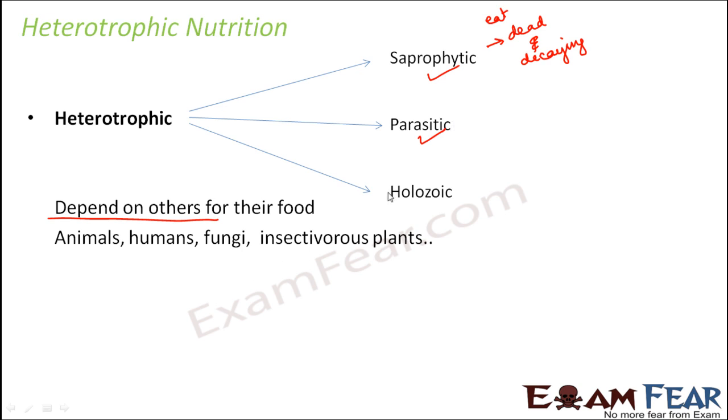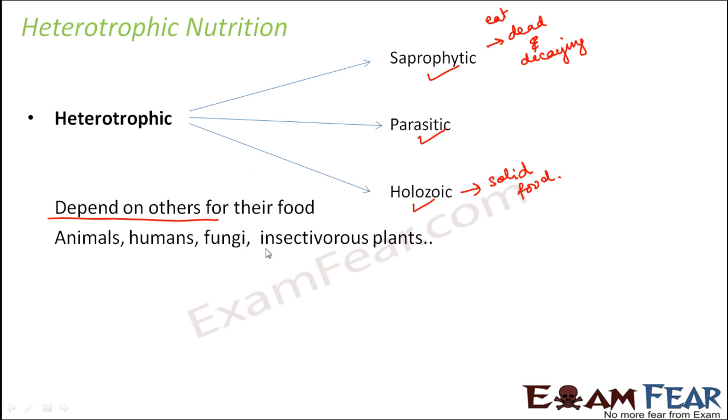There is another type called holozoic. Holozoic is nothing but those heterotrophic organisms which take in solid food. Human beings are heterotrophic and have a holozoic type of nutrition because we take in solid food. Solid in the sense of solid and liquid food. We take in food through our mouth in the form of some substance. Animals, humans, fungi, and insectivorous plants are all examples of heterotrophic nutrition.